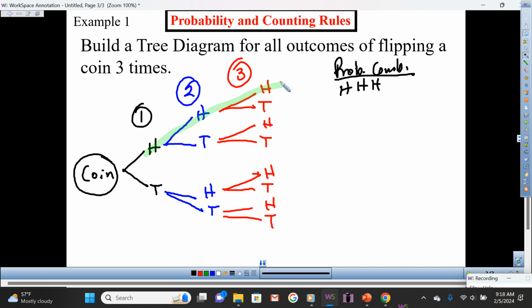You guys see that? All right. What's the second combination? Heads, heads, tails. The next combination. Heads, tail, heads. The next one. Heads, tails, tails.